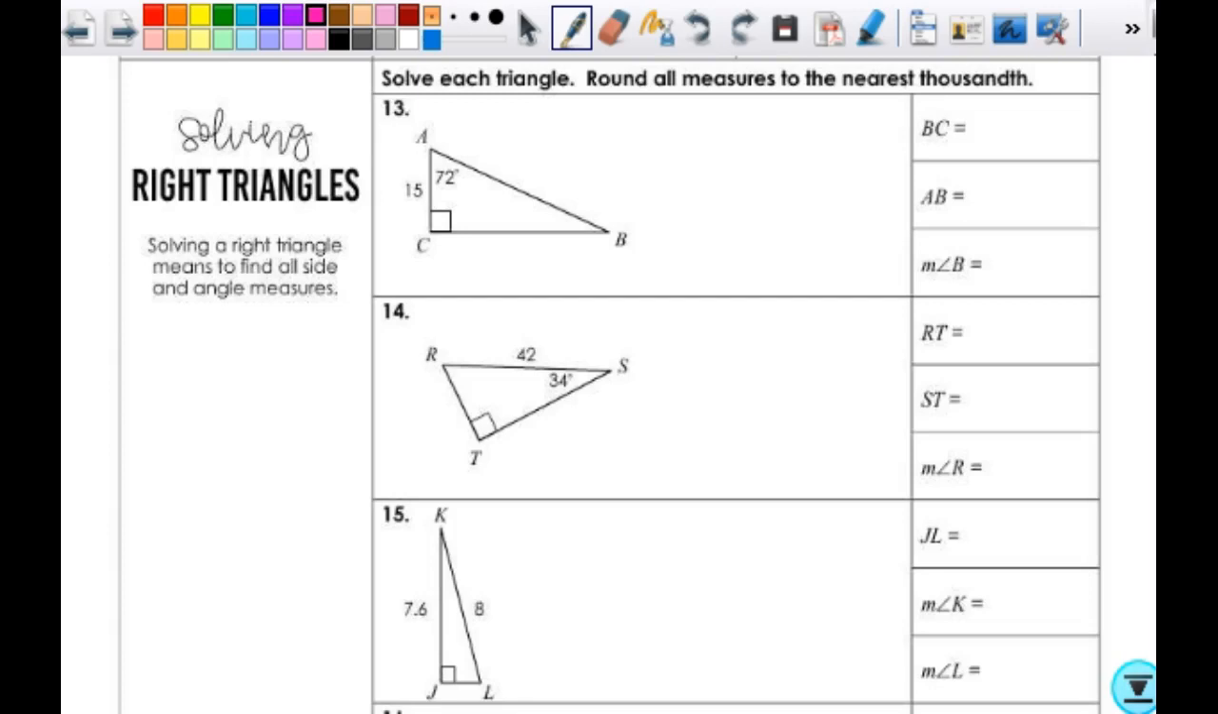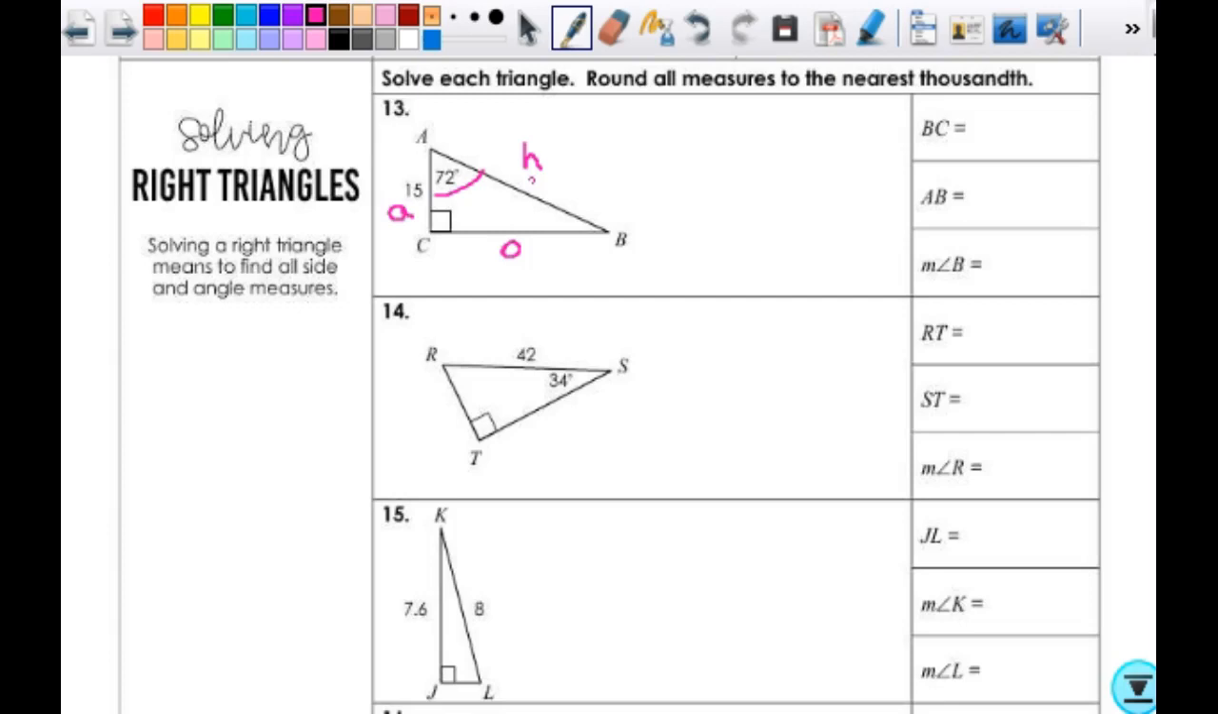So when I go to do that, it doesn't really matter which side I start with, but this is my angle. So I'm going to need to label all 3 sides. This is my angle. Across from the angle is my opposite side. The other leg is the adjacent side, and then I have the hypotenuse. Okay, those are the things I'm going to need to find. I also need to find the measure of angle B.